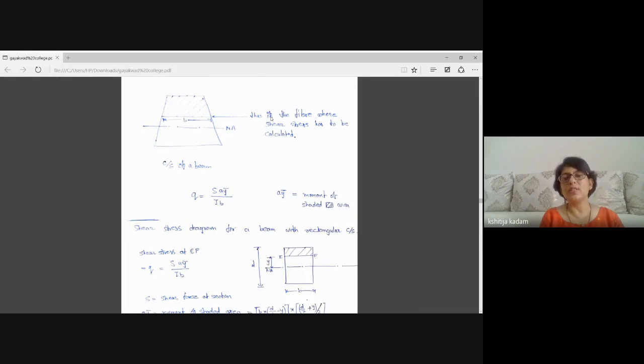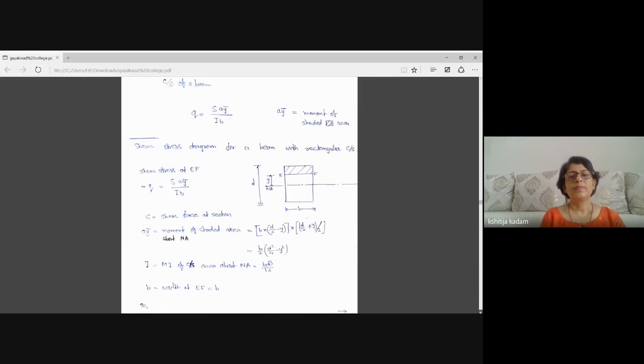Now with this arrow I am telling you this is the fiber where shear stress has to be calculated. This is the fiber. So A Y bar is moment of this area which is above this fiber, which is shown by this shading. So A Y bar is moment of shaded area about neutral axis. And this small letter b is width of the fiber. So this distance will be b. So this is the way we will use the formula.